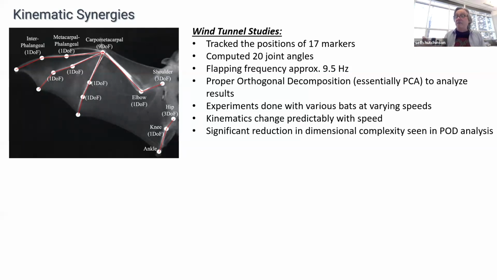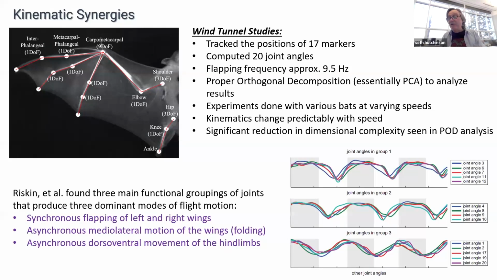Then they did something very much like principal components analysis to find what really are the meaningful motions, or the meaningful degrees of freedom. And here's the answer. There are three interesting things that happen when a bat flies. It flaps its wings synchronously. There is an asynchronous motion of the wings that folds them in and out, right? You can fold the wings in and out as you fly. And then there's a tail or a hind limb, and that has to do more with controlling the orientation, right? Similar to what happens in airplanes, if you like.